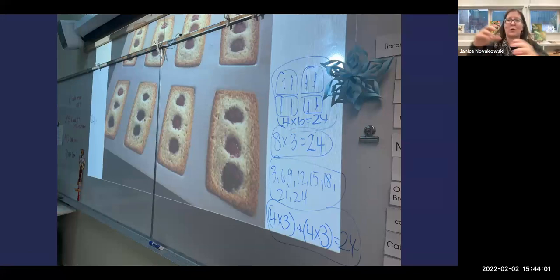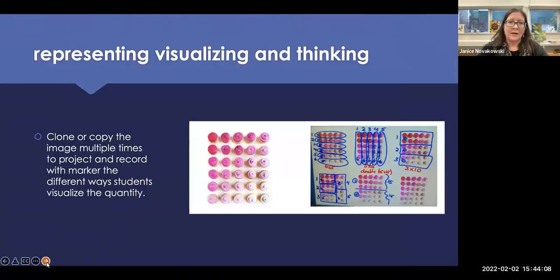So 3 and 3 in one corner. And so I was trying to draw to show how she was thinking about that particular image. So again, some more ideas, and these ones are directly from the website in terms of recording.